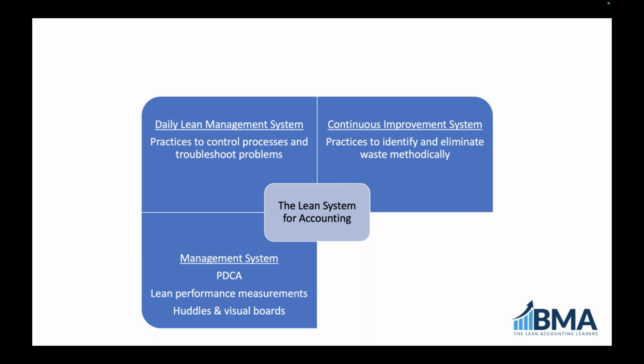Then there's the management system. PDCA stands for plan, do, check, and adjust. Some say it's plan, do, check, act. Same thing. PDCA is the scientific method as applied to businesses, and it forms the foundation for all of the continuous improvement activities and daily lean management activities. Another part of the management system is lean performance measurements. What I like to tell accounting about lean is that lean is really about moving numbers. It's making sure you have the right numbers. And we'll look at lean performance measurements in a little while. And the other piece of a lean system for accounting is huddles and visual boards.